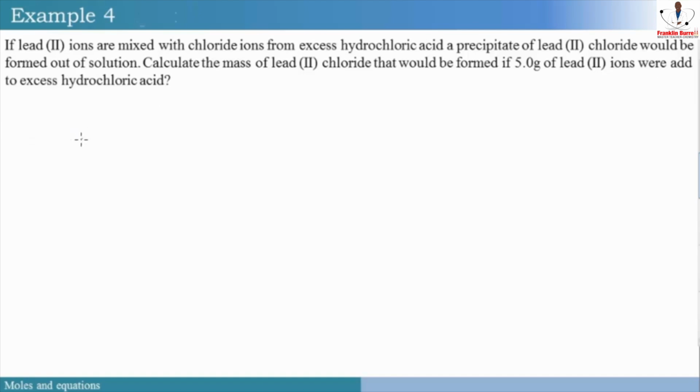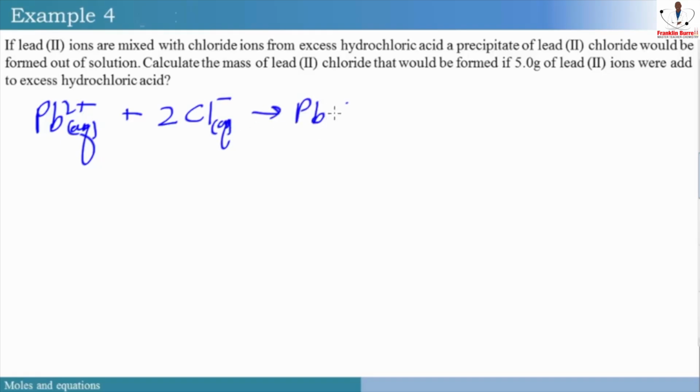So the first thing we need to do is to write our balanced equation. So we'll write Pb 2+ for lead-2 ions. And all ions are aqueous in solution. Plus 2Cl minus, again, it is Aq for aqueous. And that forms lead-2 chloride. And this is your solid, which is your precipitate.